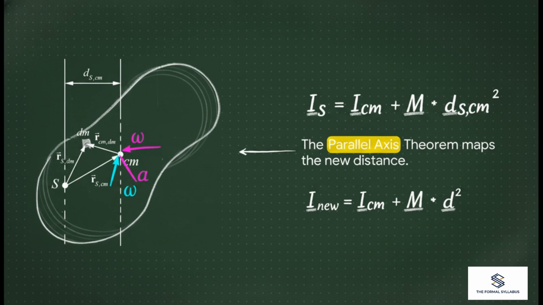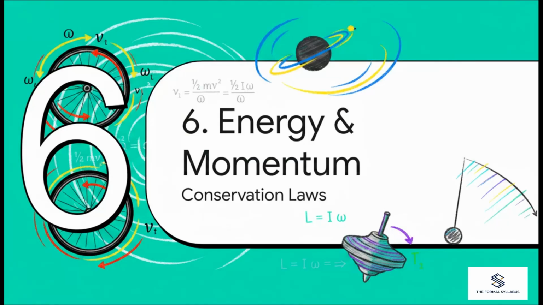To find the new moment of inertia, you simply take the original moment of inertia through the center of mass, and then you add the total mass of the object multiplied by the square distance between the two parallel axes. It is just a brilliant, incredibly simple mathematical correction that lets us spin an object around literally any point we want. And finally, section 6, energy and momentum.